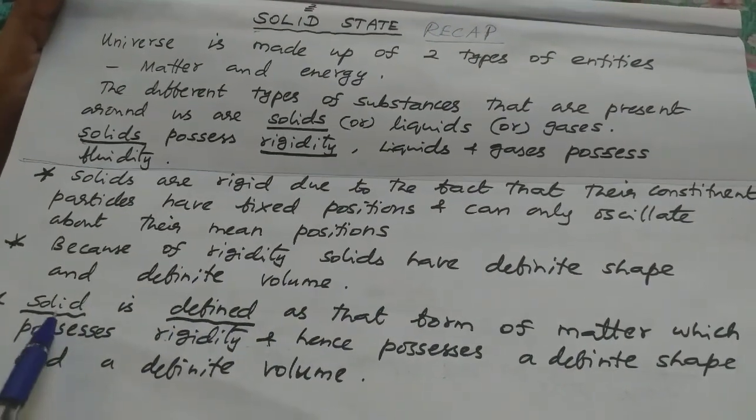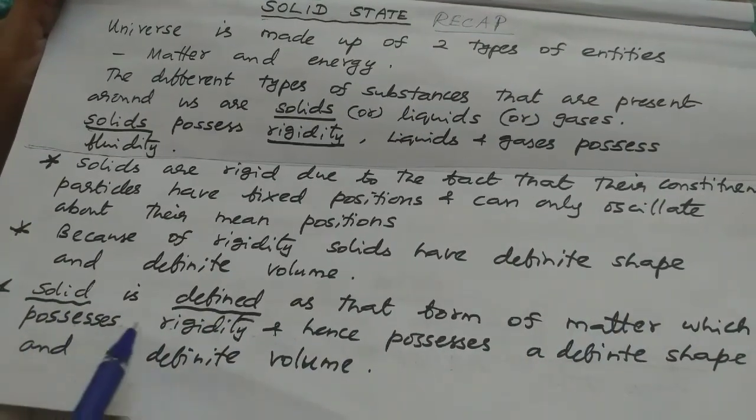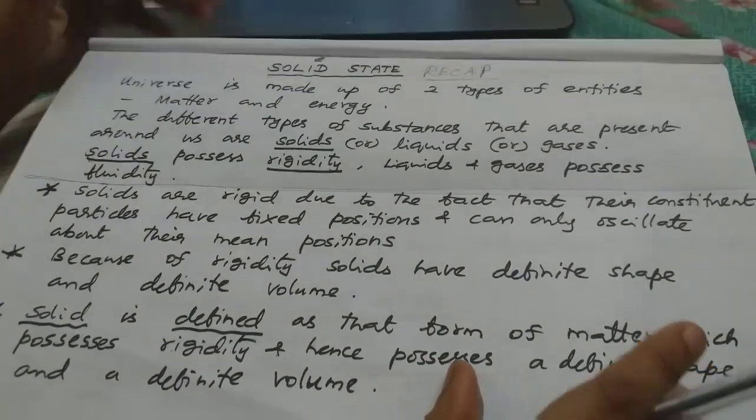And so we can give the definition for solid. Solid is defined as that form of matter which possesses rigidity and hence possesses a definite shape and a definite volume.